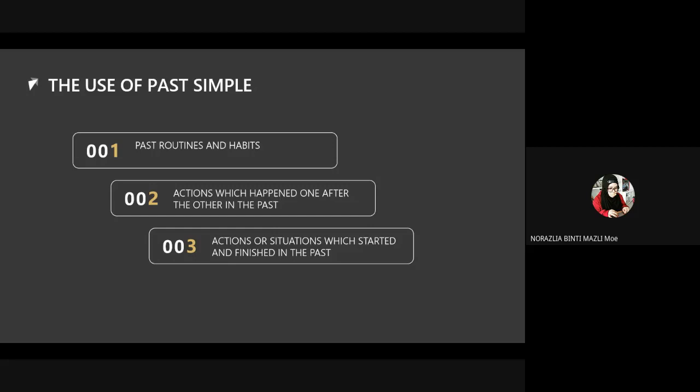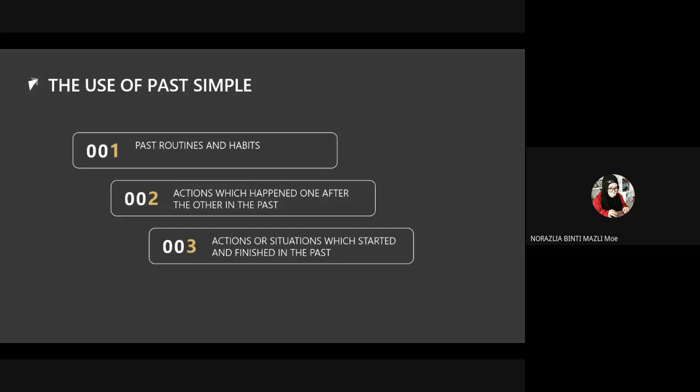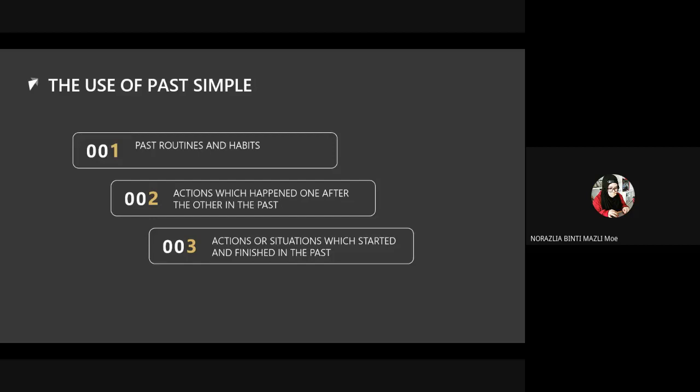Do you remember earlier, I went to the beach, I saw something, so there are many actions. And the last one, actions or situations which started and finished in the past. For example, yesterday I watched a movie. So that's what it means. This one is simple, we are repeating what we did earlier. Move on to the second question.